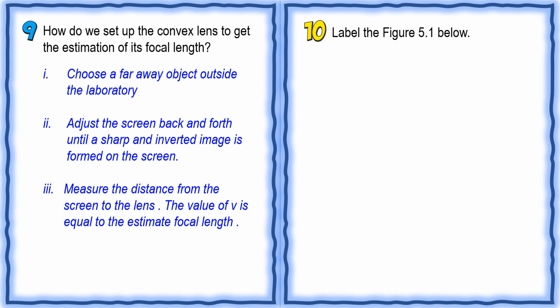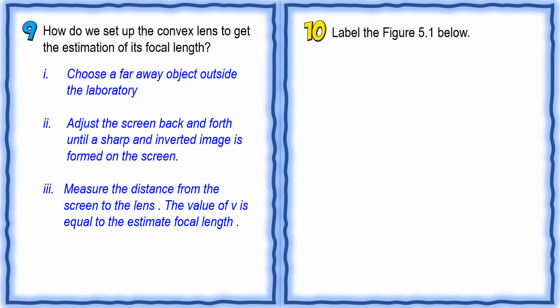So after you choose the object at infinity, you need to adjust the screen back and forth until a sharp and inverted image is formed on the screen. When you get the sharp image on the screen, you can measure the distance from the screen to the lens. The value of v is equal to the estimated focal length.